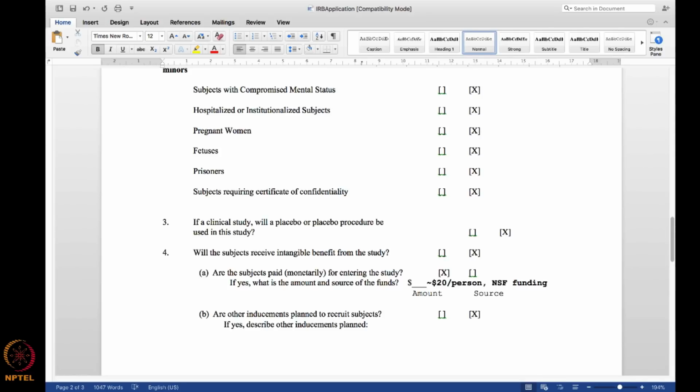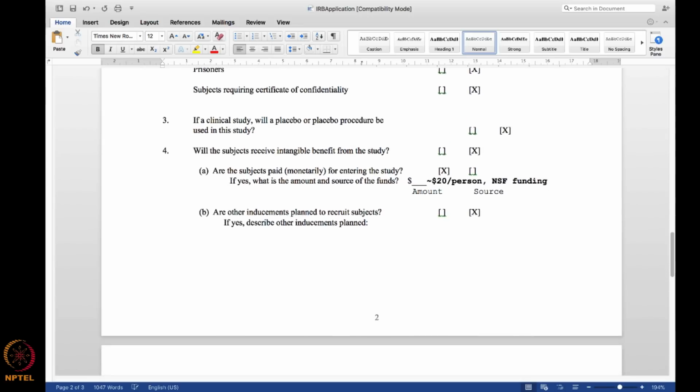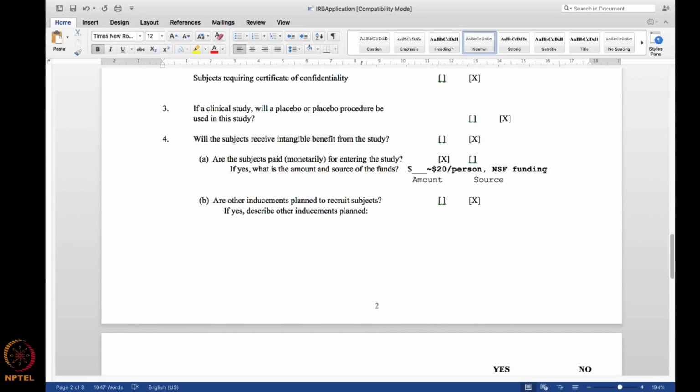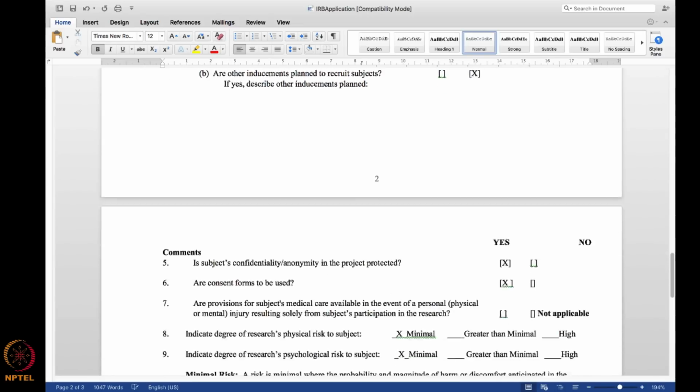If it is a clinical study, will a placebo or placebo procedure be used? Again, these are all more details about the kind of subjects. Are the subjects paid for entering the study? If yes, what is the amount? Are other inducements planned to recruit subjects?